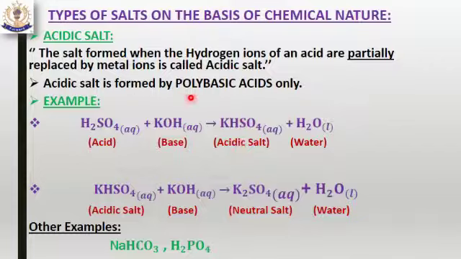Acidic salt is formed by polybasic acids only. Why is this acid called a polybasic acid? Because this acid needs more than one base to neutralize it. You can see this acidic salt further reacts with another base to form a neutral salt. So to get neutralized, this acid needed two bases. That's why this acid is called a polybasic acid. Other examples of acidic salts are NaHCO3 and NaH2PO4.